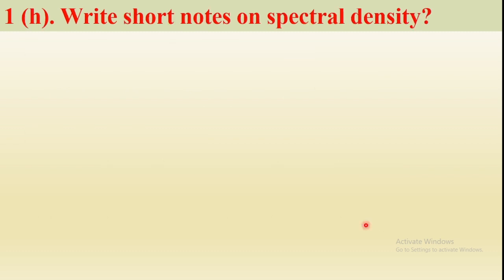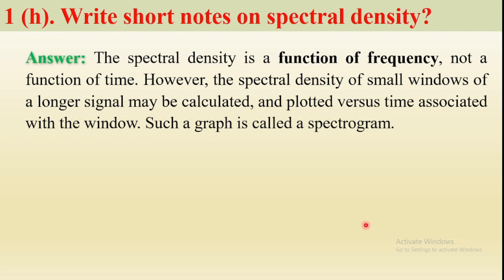And next short answer question is write short notes on spectral density. So define spectral density. The spectral density is a function of frequency, not a function of time. However, the spectral density of small windows of a longer signal may be calculated and plotted versus time associated with the window. Such a graph is called a spectrogram.